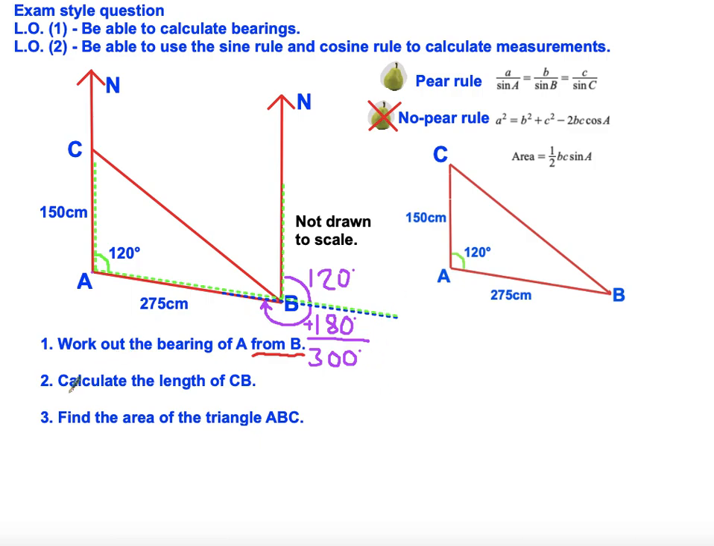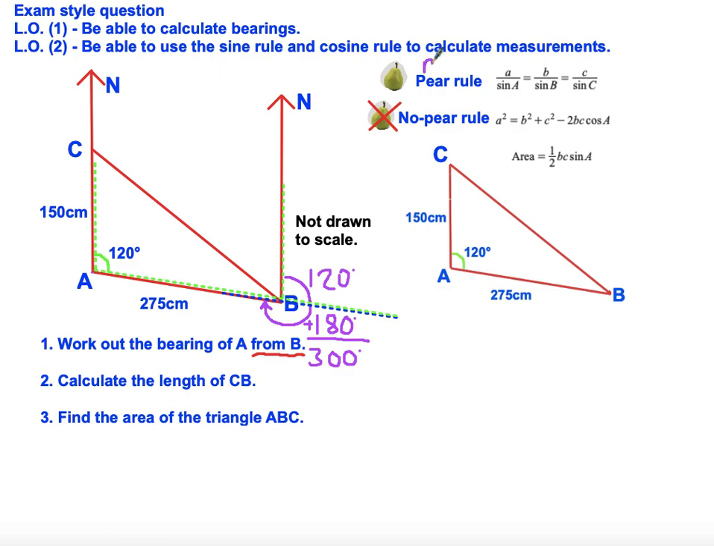Now moving on to part 2, calculate the length of CB. Now this is moving into a different direction and tackling learning objective 2. Now we have some formulae in our exam booklets, and it's the sine rule and the cosine rule and the area of a triangle. Now I call the sine rule the pair rule.